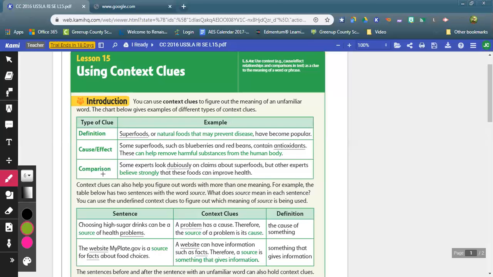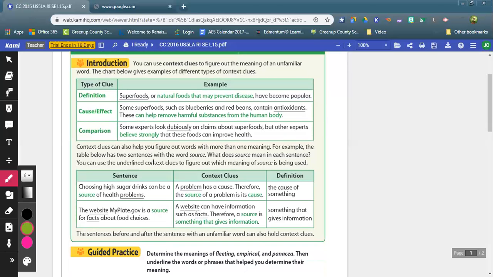Then we have a comparison context clue. Some experts look dubiously on claims about superfoods, but other experts believe strongly that these foods can improve health. All right. So we have an unknown word, which is dubiously, and the context clue is believe strongly. So dubiously means that you do not believe strongly in something.